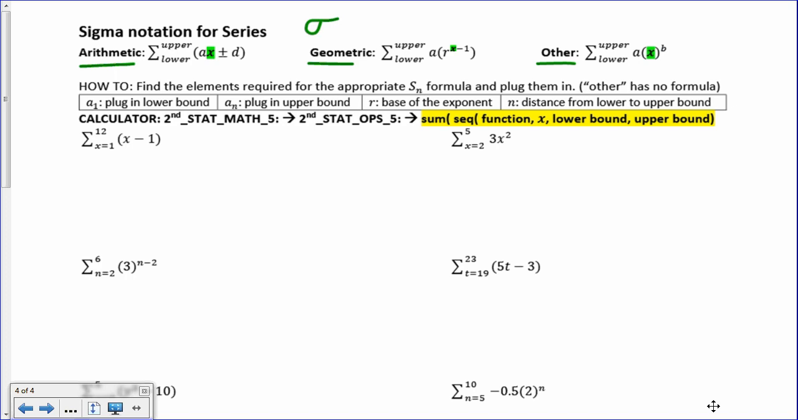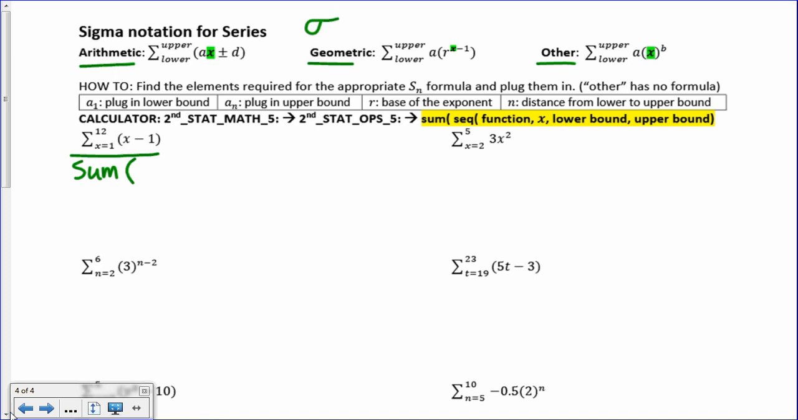I've written out what buttons to push, but this is what it should look like in your calculator. We're going to start with this one right here. Hit second, stat, go over to math, and then option 5. You should see sum pop up on your screen. So we're telling our calculator we want to take the summation of something. Now we have to tell it what we want to take the summation of.